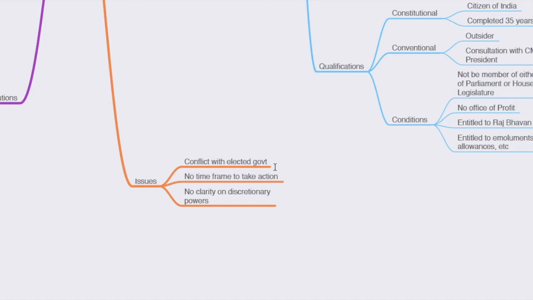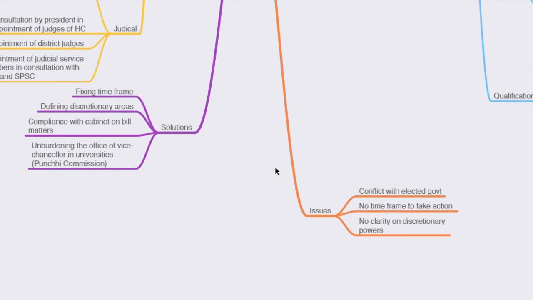Also, there is no clarity on discretionary powers. In the case of the president, we have this law that the ministerial advice is binding on the president. However, there is no such law in the case of the governor. So what can be the solution?